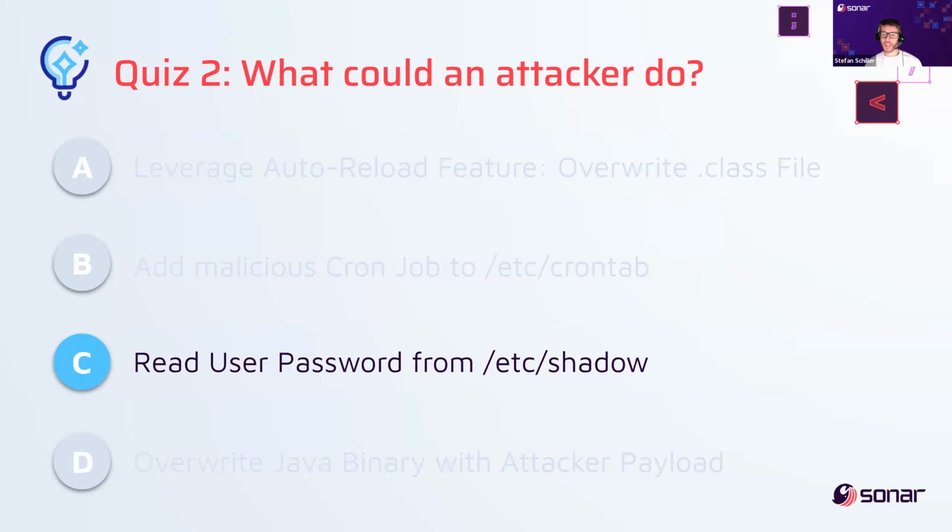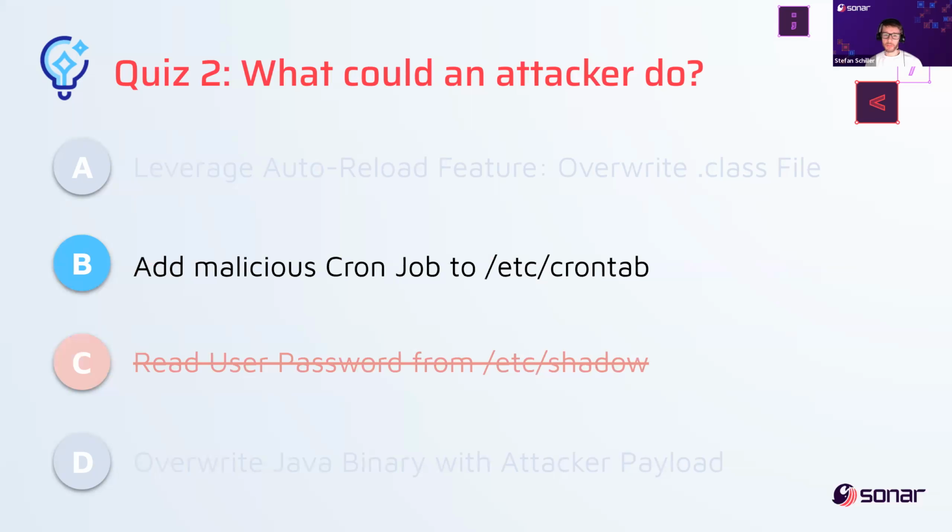Answer C suggests that an attacker could read the etc shadow file. This does not make sense since the vulnerability allows an attacker to write files and not read them. This is not the correct answer. How about answer B? For those of you not familiar with cron jobs, these are tasks which are scheduled to be executed at a specific time. So for example, an attacker could add a cron job to execute a malicious command every single minute. In general, an arbitrary file write like this could be used to do so. But as mentioned before, the application is running with user permissions only. Thus, an attacker cannot overwrite the etc crontab file, which would require root permissions. So answer B is not correct.